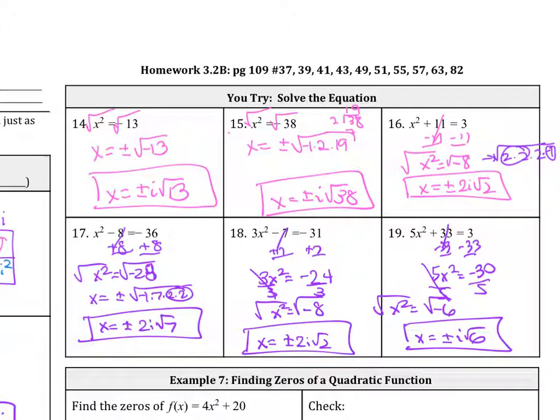Number 16, you subtract 11 from both sides. You get x squared equals negative 8. When you square root and simplify, you get plus or minus 2i root 2. 17 is plus or minus 2i root 7. Number 18 is plus or minus 2i root 2. And number 19 is plus or minus i square root of 6.